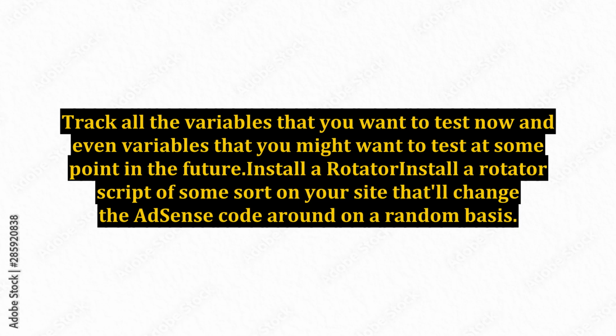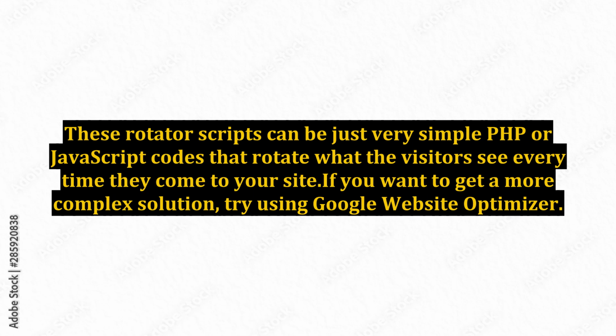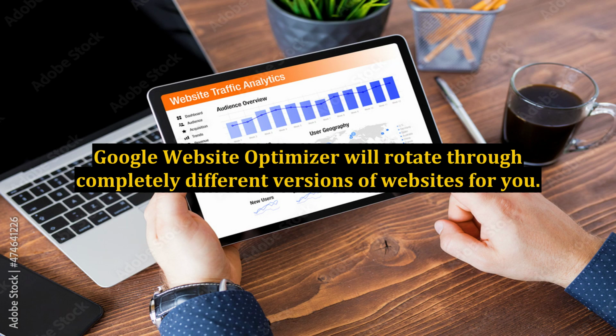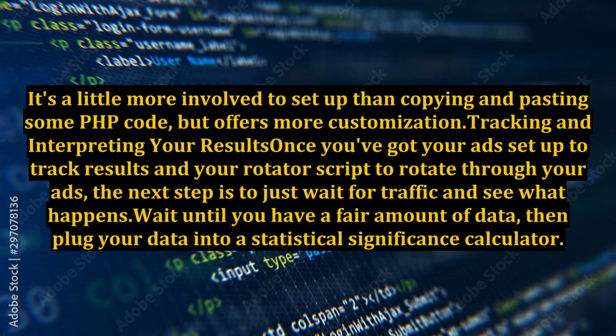Install a rotator. Install a rotator script of some sort on your site that'll change the AdSense code around on a random basis. These rotator scripts can be just very simple PHP or JavaScript codes that rotate what the visitors see every time they come to your site. If you want to get a more complex solution, try using Google Website Optimizer. Google Website Optimizer will rotate through completely different versions of websites for you. It's a little more involved to set up than copying and pasting some PHP code, but offers more customization, tracking and interpreting your results. Once you've got your ads set up to track results and your rotator script to rotate through your ads, the next step is to just wait for traffic and see what happens.